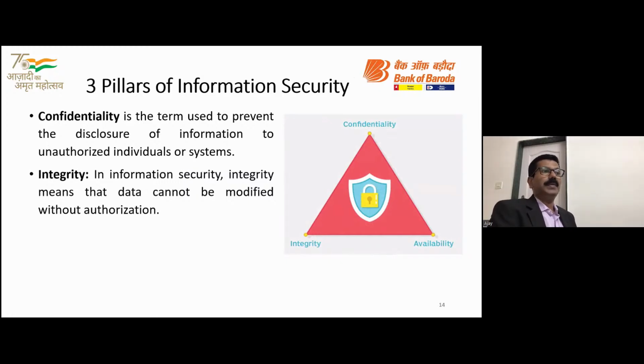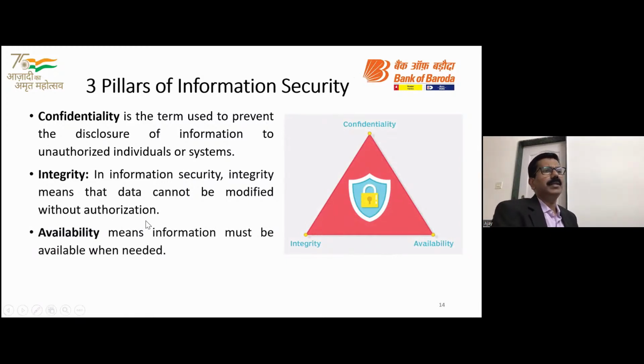The next pillar is integrity. Integrity means that data cannot be modified without authorization, so data has to be intact. Availability means information must be available when needed. If you look at your banking system, and it is not available when the customer requests a fund transfer, it is a difficult position.